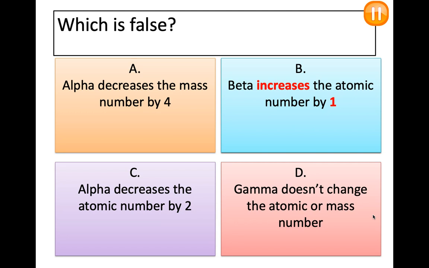Okay, so the incorrect statement was B. The statement said that beta decreases the atomic number by 2. It actually increases the atomic number by 1.